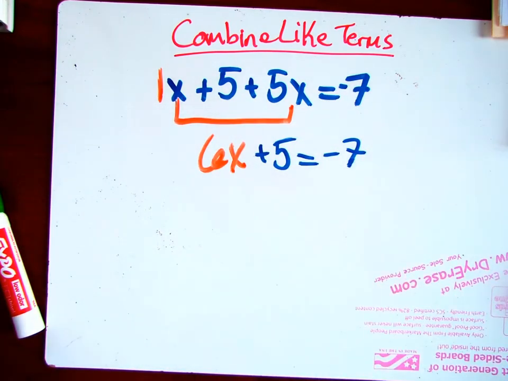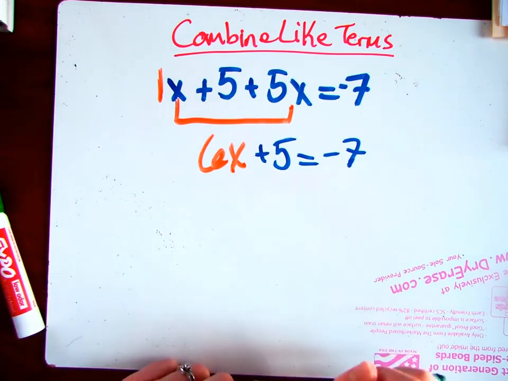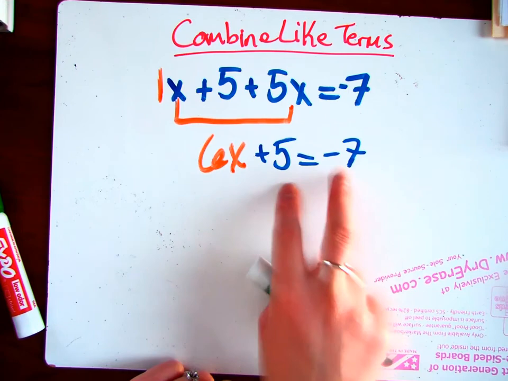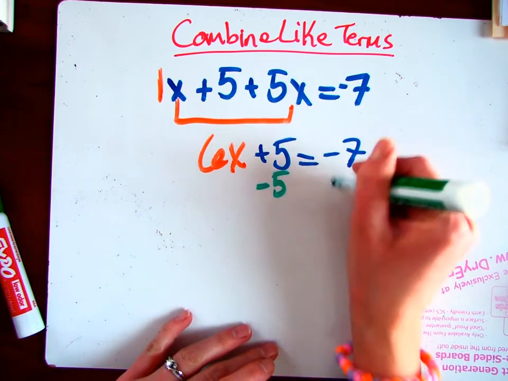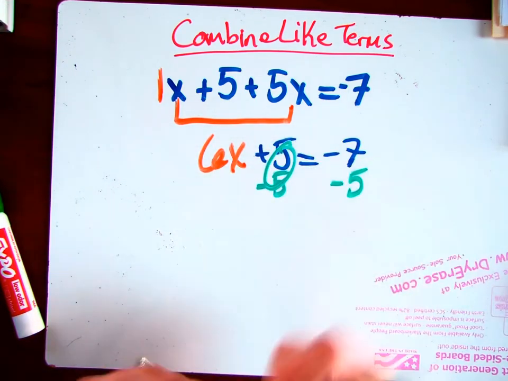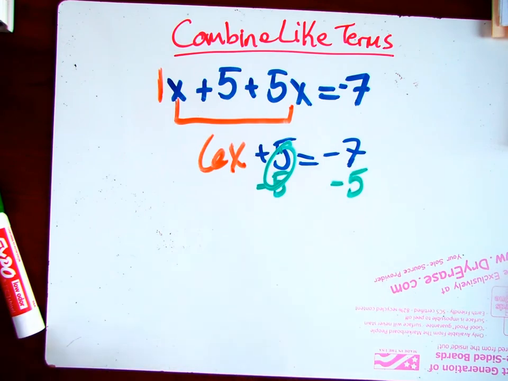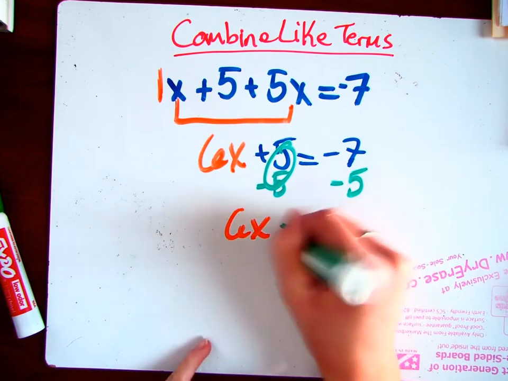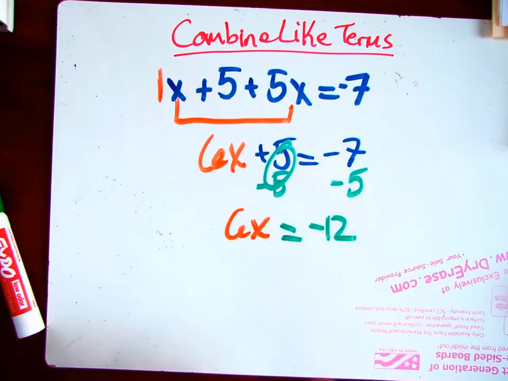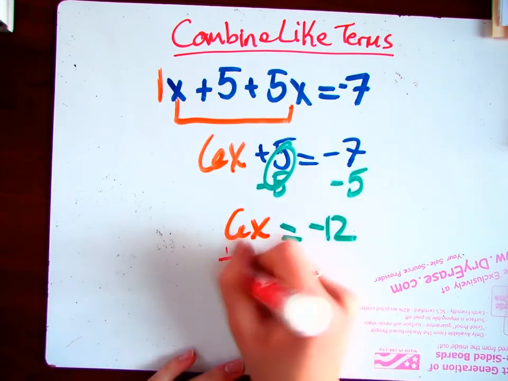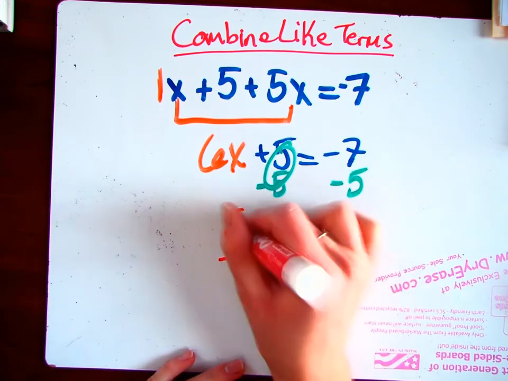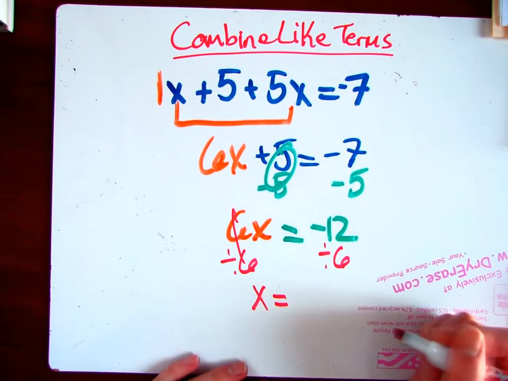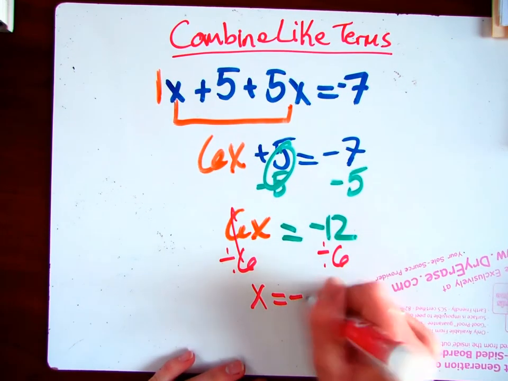Well, now I'm at a two-step equation, and at this point I'm going to work on getting things together that don't have x's. So that would be these two. So I will subtract 5 from both sides to get those to cancel out. I will bring down the 6x, the equal sign, and this will become negative 12. Now my final step is to get rid of the 6, which I will do using division. That crosses out, and x is by itself, which equals negative 2.